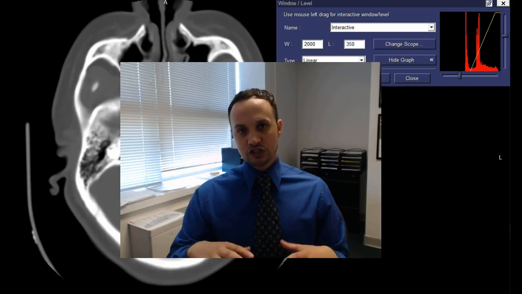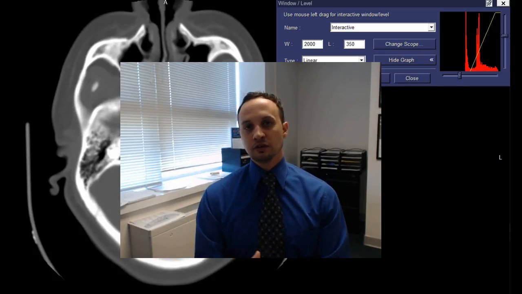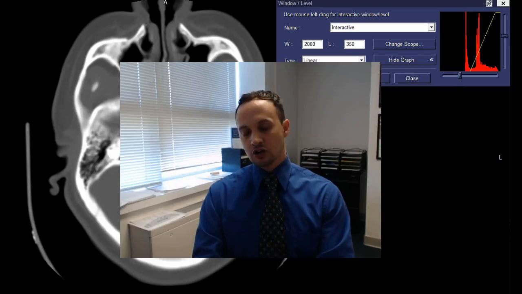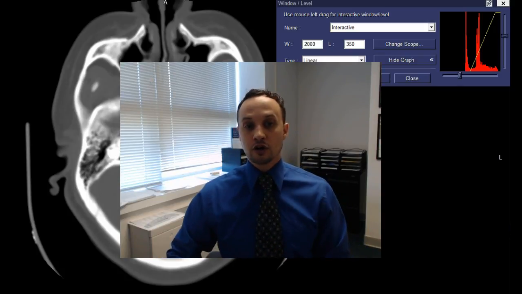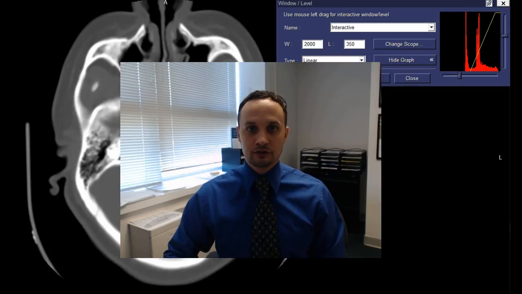We'll go through one chest exam so you can see some of the anatomy and some of those structures, and how those structures are better visualized depending on what our actual window width and window level are set at.